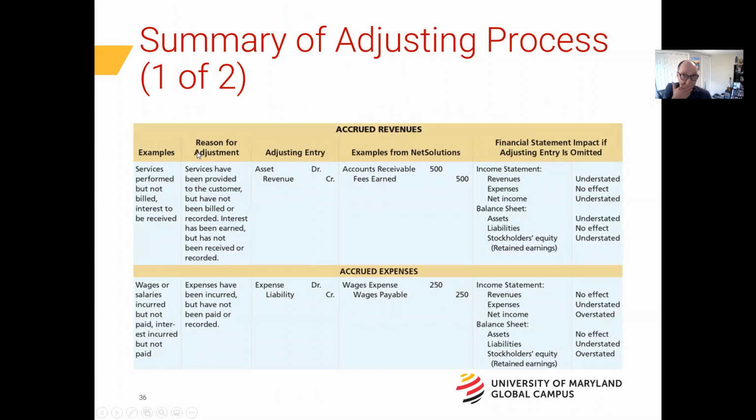Here is a summary of the adjusting process. I'm sorry, for accrued revenue, we debit the asset, credit revenue. Debit accounts receivable, credit sales when we're earning revenue, and so forth. For expenses, we debit the expense, credit accounts payable. For wages, we debit wages expense, credit wages payable, and of course, eventually we pay it.